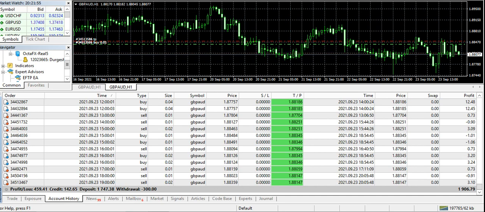This 1747.38 is something because I withdrew 300 US dollars earlier, and then I deposited $300 again.